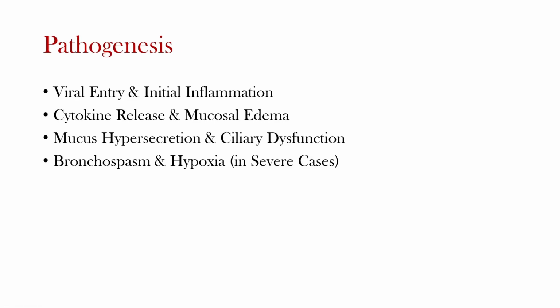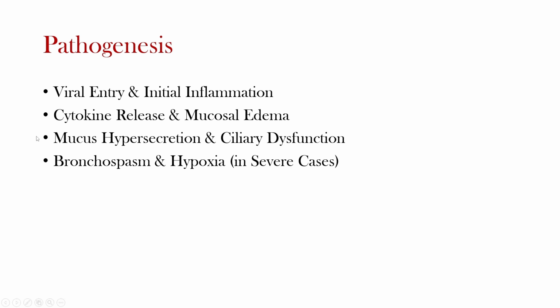Now we will speak about the pathogenesis. So first of all, the virus will enter and infect the epithelial cells of the bronchus. This will initiate an inflammation. When we have an inflammation, cytokines will get released, like interleukin 6, 8, and tumor necrosis factor. This will increase the permeability of the mucus layer, and we will have an edema. The edema will cause a narrowing in the airway passage.